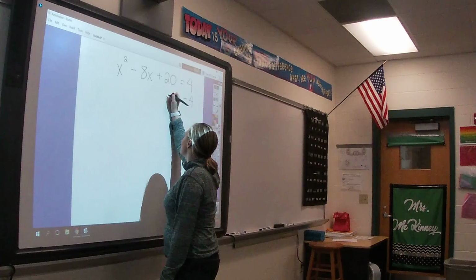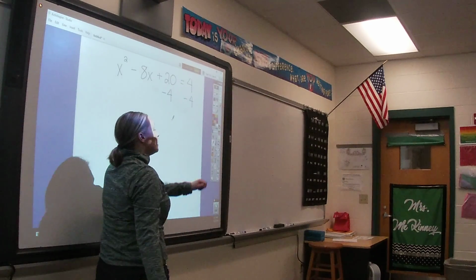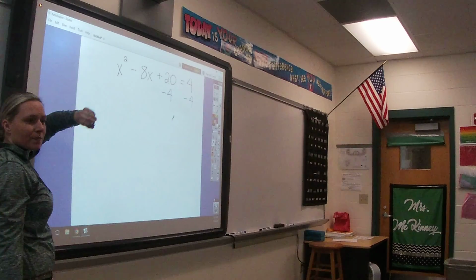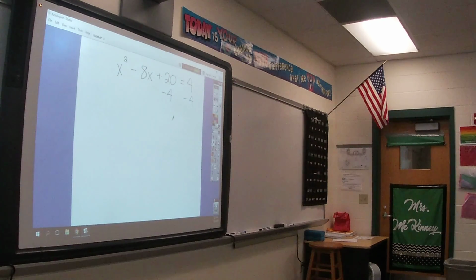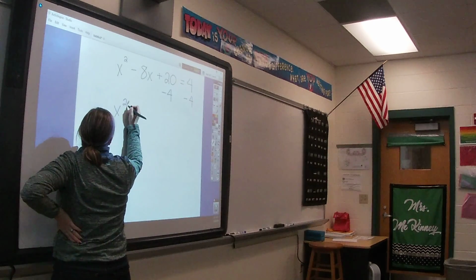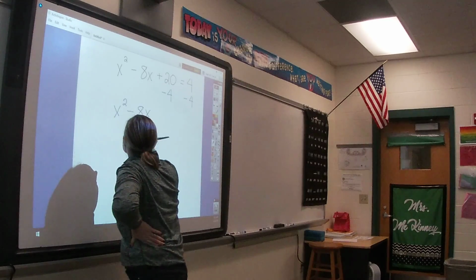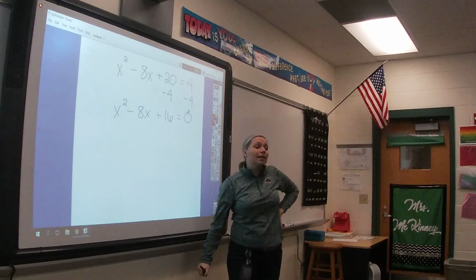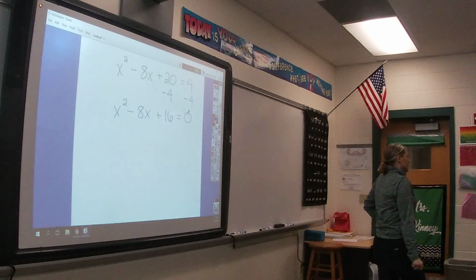Subtract 4. Why am I writing this 4 underneath the 20 and not in a different location? Because it doesn't have a variable. Right, it's a like term. We can combine those terms. So this would then become an x squared minus an 8x plus a 16 equals 0.